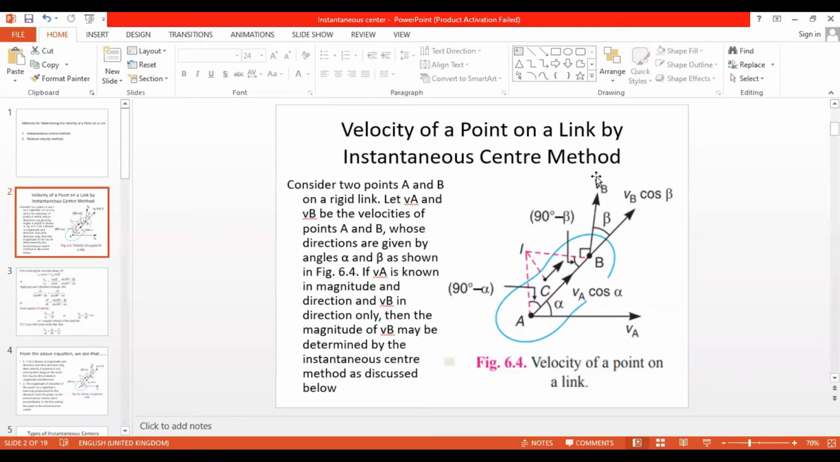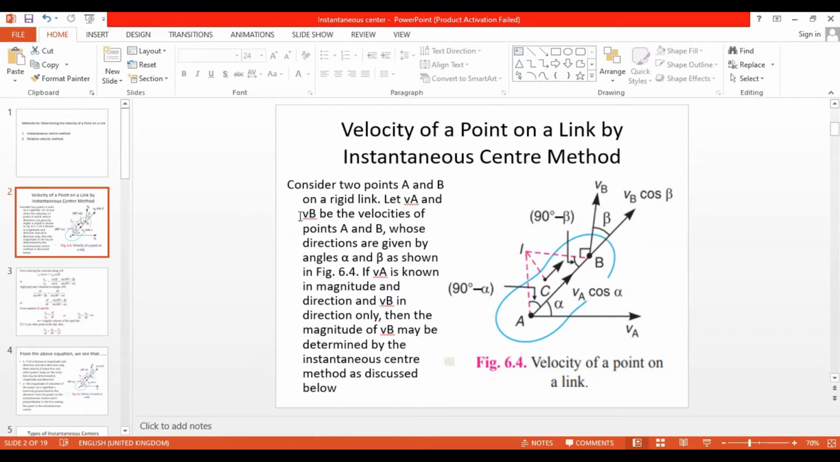We can use this method to find the velocity of points on any links, like a four-bar mechanism, quick return mechanism, or slider crank mechanism. We'll see how to find that. Consider two points A and B on a rigid link. So this is the rigid link, and these are two points A and B.